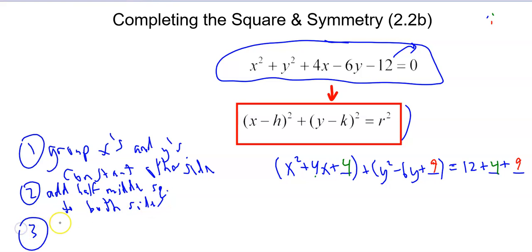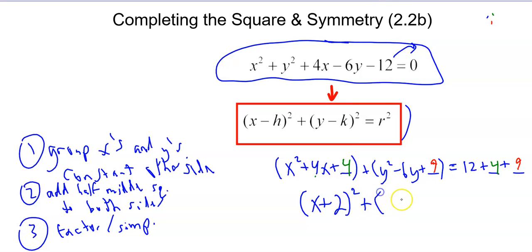Third step of completing the square, and since you've done this before, this is actually easier: you're just going to factor and simplify both sides. So this should be a perfect square. That's why we added that certain amount. It's got to be plus because that's plus and plus. The square root of 4 is 2, so it's going to be x plus 2 squared. This also should be a perfect square because we added that perfect amount. There's a minus sign there, so it's going to be y minus 3 squared. And then we have 13 plus 12 is 25.